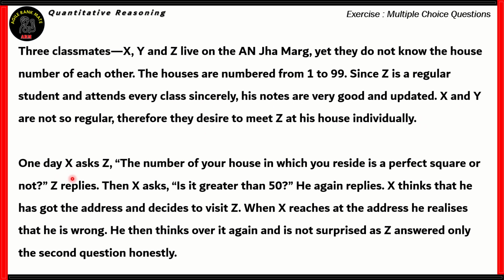One day, X asks Z, "The number of your house in which you reside is a perfect square or not?" Z replies. Then X asks, "Is it greater than 50?" He again replies. X thinks that he got the answer and decides to visit Z. When X reaches the address, he realizes that he is wrong. He then thinks over it again and is not surprised as Z answered only the second question honestly.